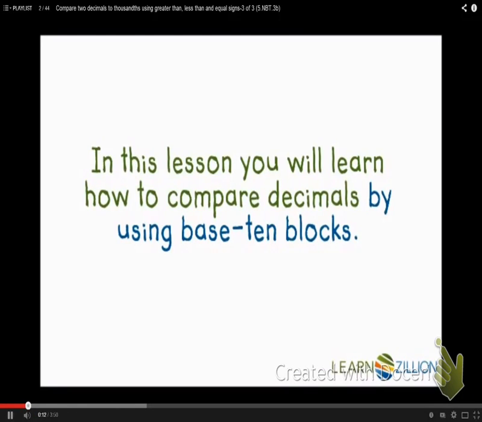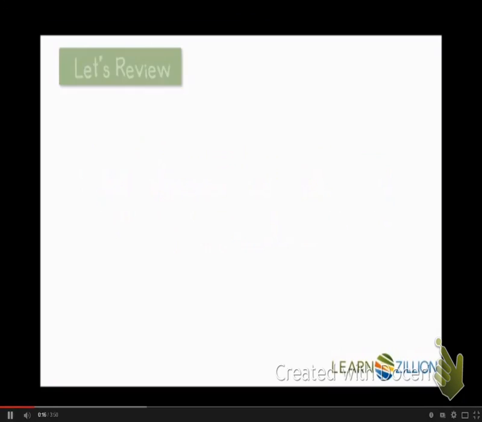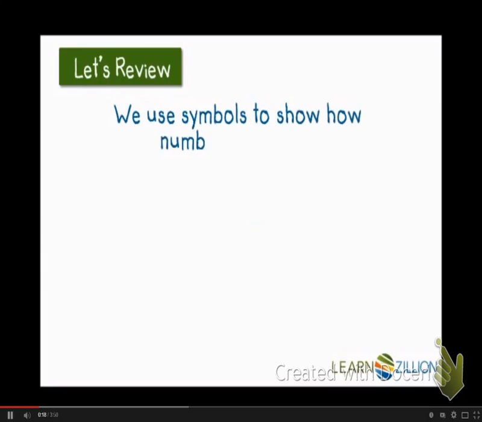In this lesson, you will learn how to compare decimals by using base 10 blocks. Let's start with a little review. We use symbols to show how numbers compare. We know that 5 is equal to 5, so we use an equal sign to show that those have the same value. 4, we know, is less than 5, so that symbol that looks like two parts of a triangle is showing us that 4 is less than 5.